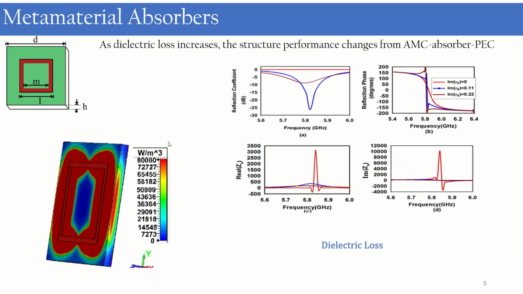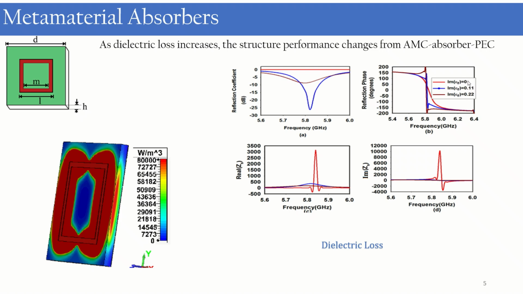Let's go into some more details. First, I'm considering a metamaterial absorber. So I'm considering this periodic array of these types of square loops on a grounded dielectric slab. In this slide, we are going to see how this dielectric loss is affecting the absorption. Here I have considered the loss in the substrate from 0 to 0.22.